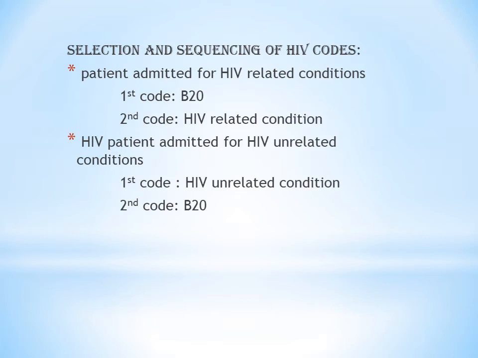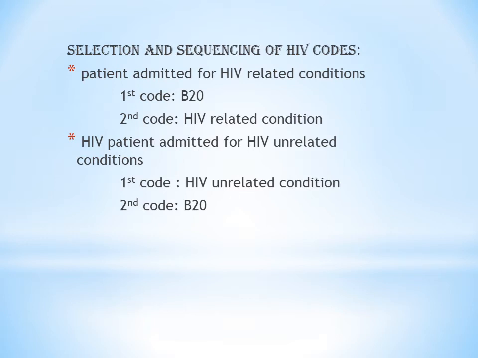The first case is if the patient comes with an HIV related condition. For example, an HIV positive patient comes with Kaposi sarcoma or pneumocystis pneumonia. These are HIV related conditions. So the first code should be B20, the HIV positive status code, and the second code is that particular HIV related condition. For example, if the patient comes with Kaposi sarcoma, the first code will be B20 and the second code will be the code for Kaposi sarcoma.